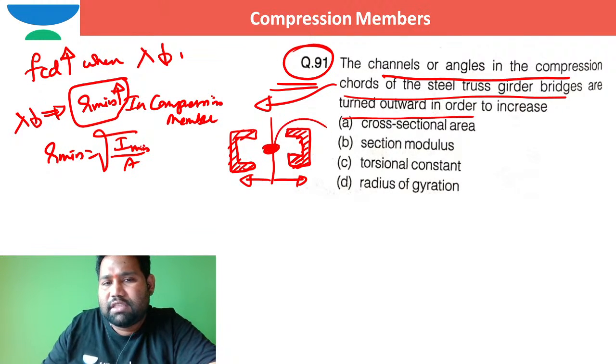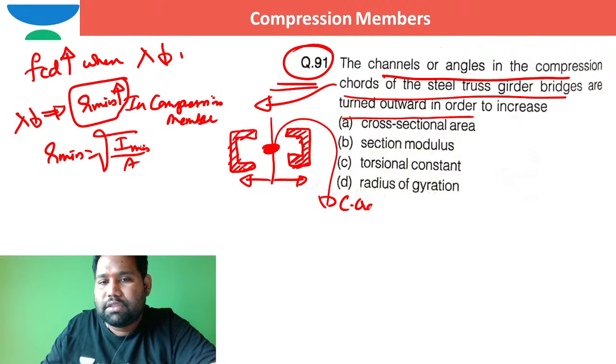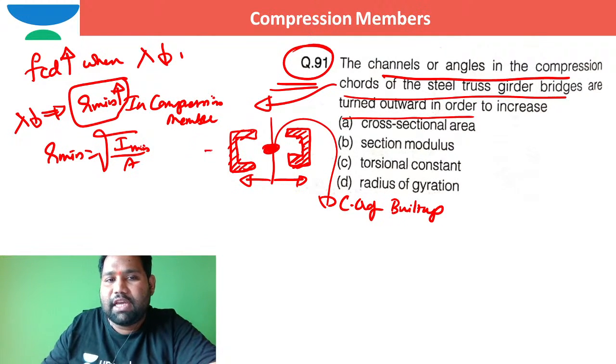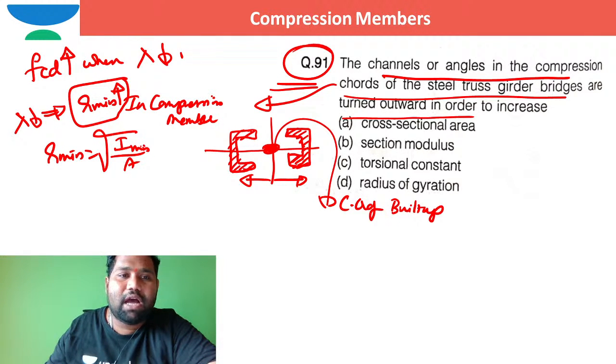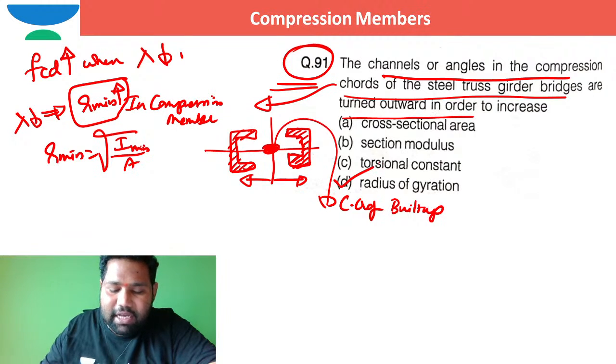This is the CG of the cross section, CG of built up section. From this CG, the area is thrown away. So when the area is thrown away from this built up section, obviously the minimum moment of inertia will increase. So the minimum radius of gyration will increase. So I can say option D for Detroit is the correct option.